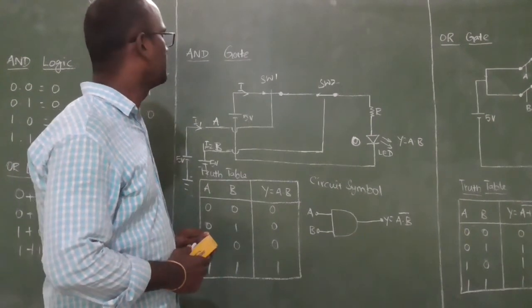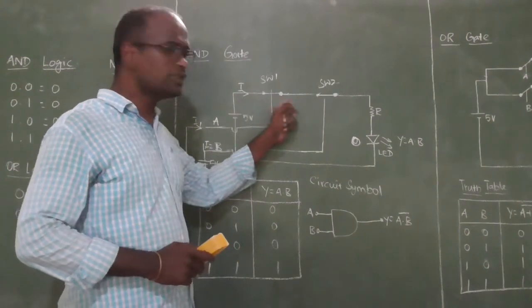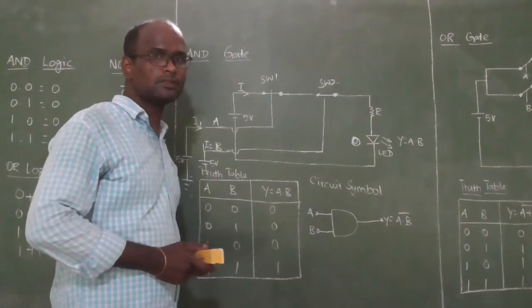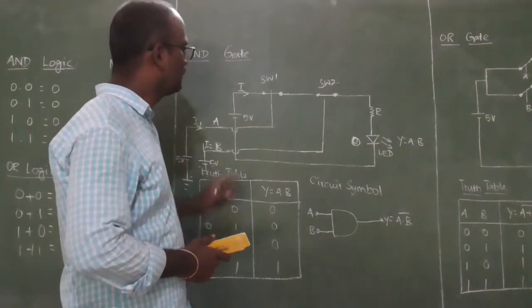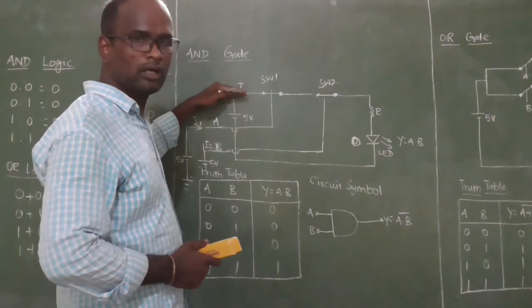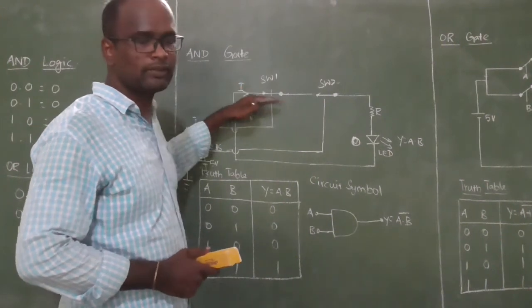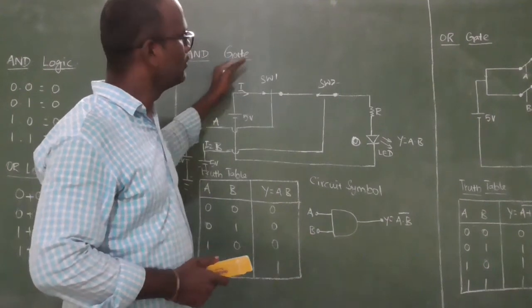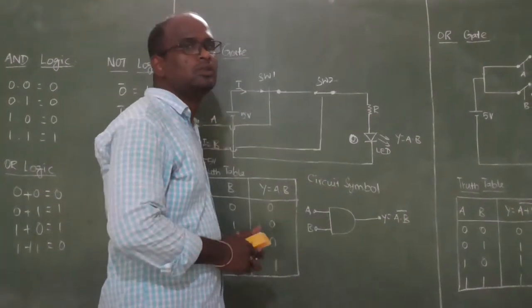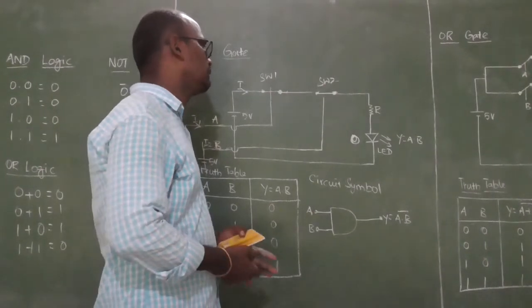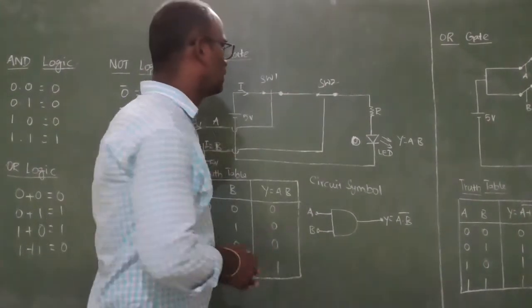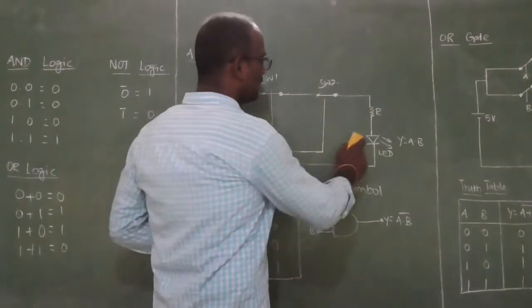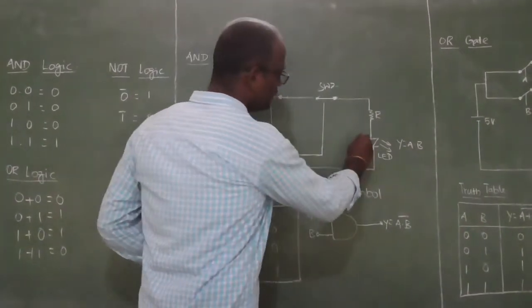Understand? So the closing conditions of these two switches will provide the fully closed path for current, the input current, so that the main current will enter into the output, and therefore the LED will glow. It is to be considered as logic 1.